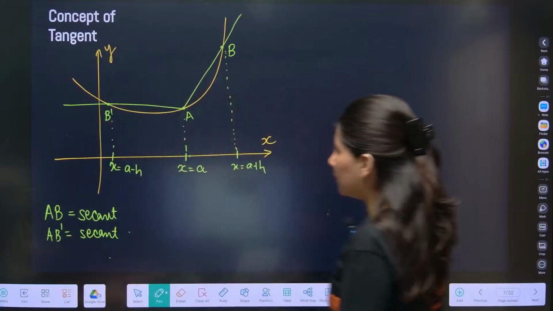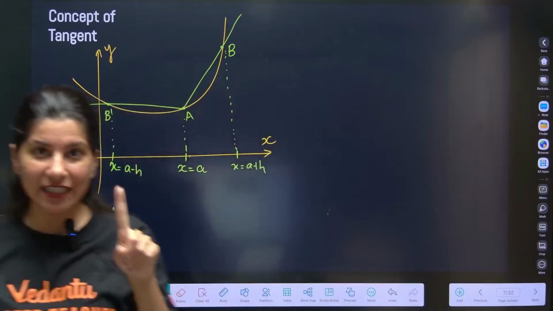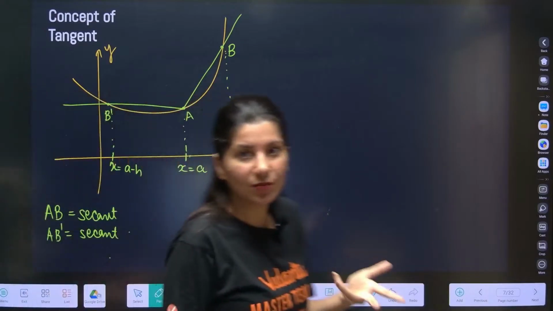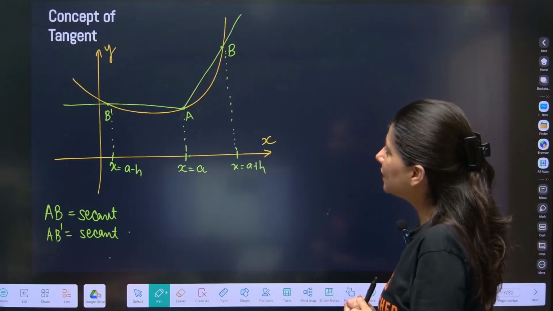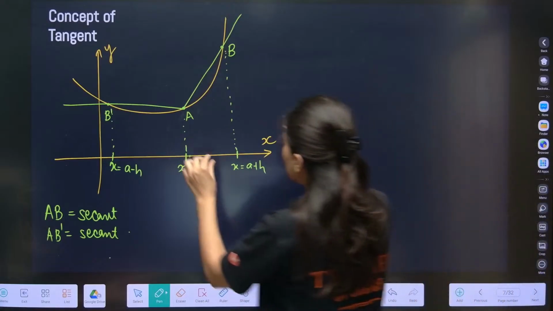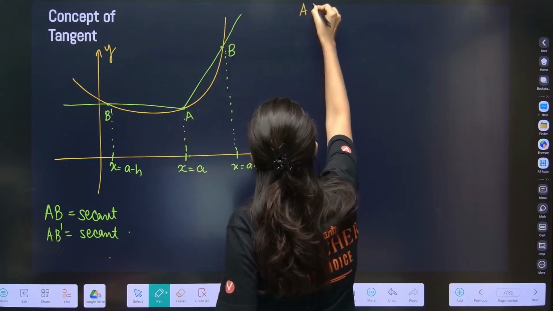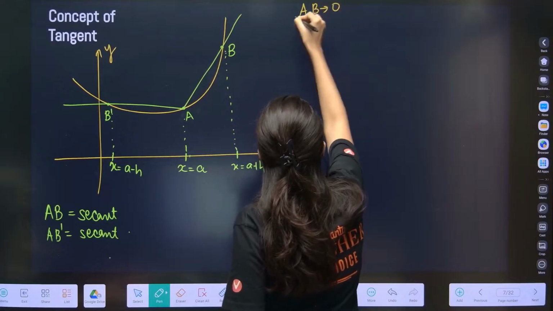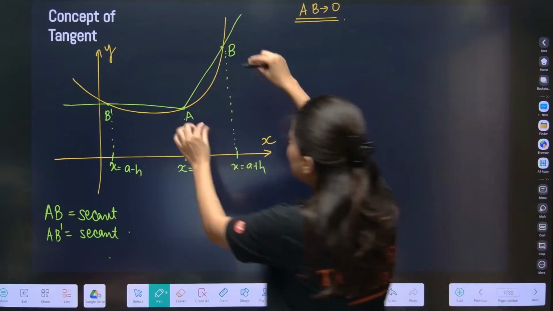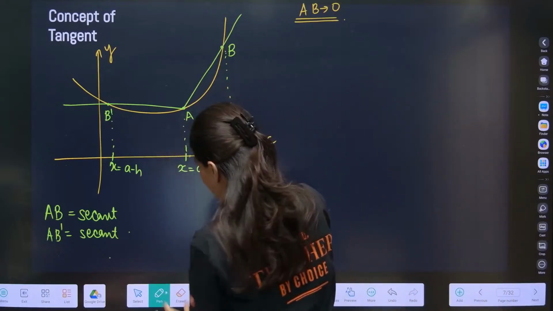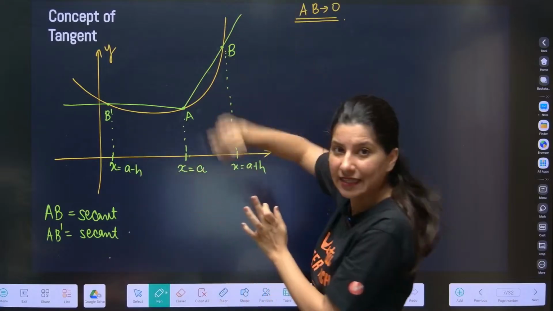Now, what is the condition of tangency, by the way? You have studied the definition, right? A unique tangent can be drawn. So how to draw a tangent? Ma'am, this secant AB should tend to 0. Let me visualize it for you. If AB becomes 0, then this AB secant will become a tangent.